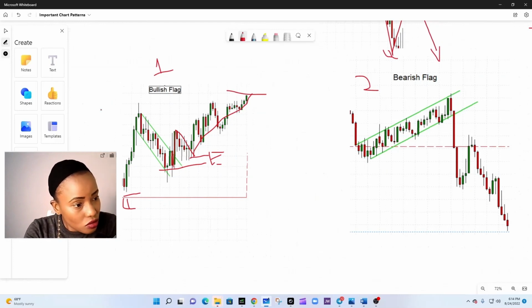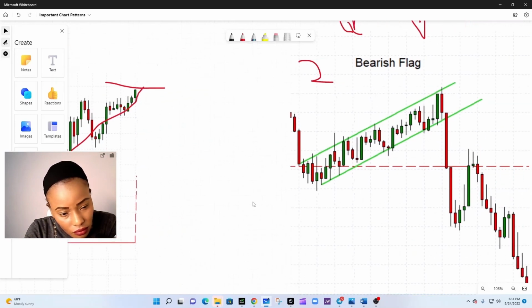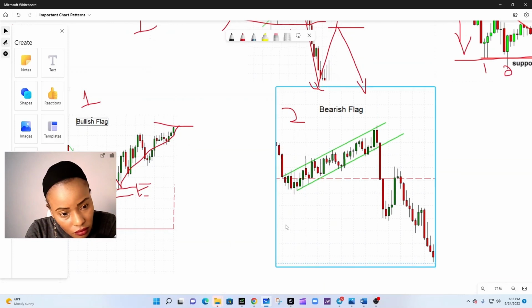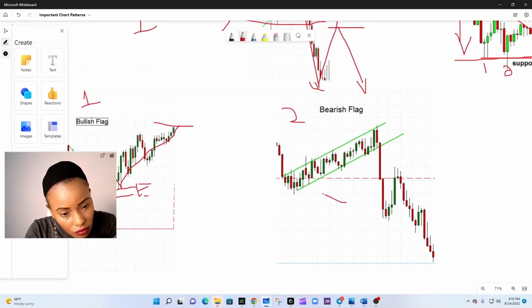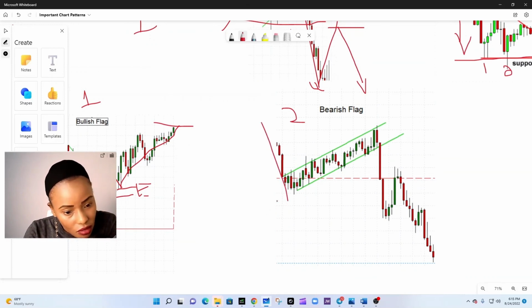Same applies to the bearish flag. The bearish flag is here. How do you know it's a bearish flag? It's because price was coming from a high price point and pushing lower and lower. How do we know that? We can see strong, impulsive, bearish candles coming lower and lower and lower.